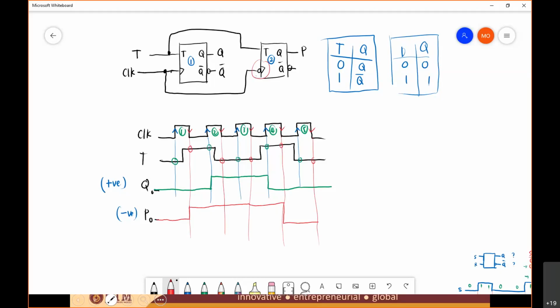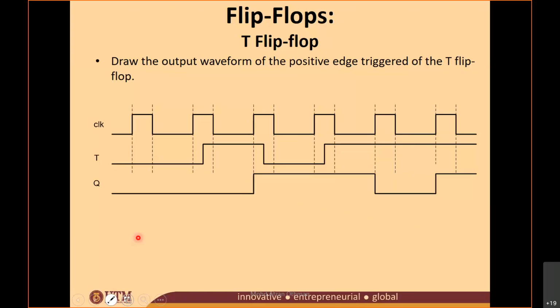And kat sini dia kosong. So what happen when kosong? No change. Okay, so dia remain kosong. This is the output lah untuk your second punya flip-flop. Okay, so next. Okay, so yang ni kamu boleh try lah nanti ya. Hopefully the jawapan is correct lah.